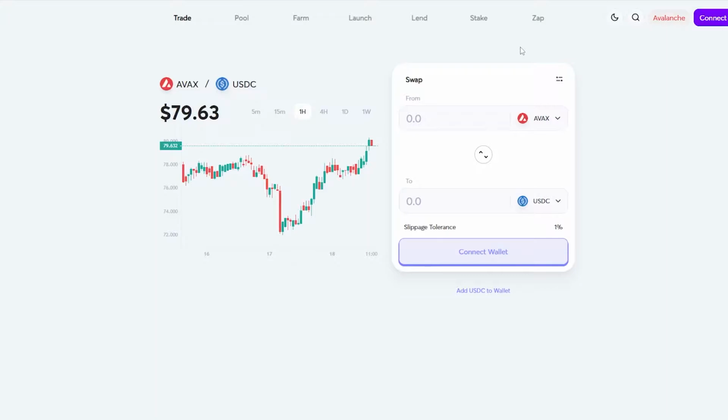And in today's video, we're going to be looking at the cheapest and most reliable cross-chain bridges that are available so far in 2022 and how I personally use them.